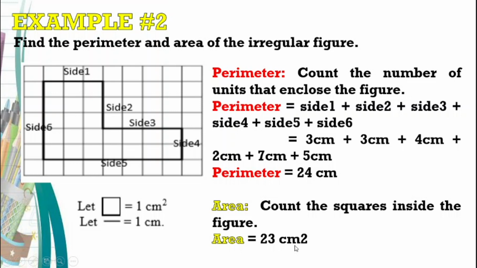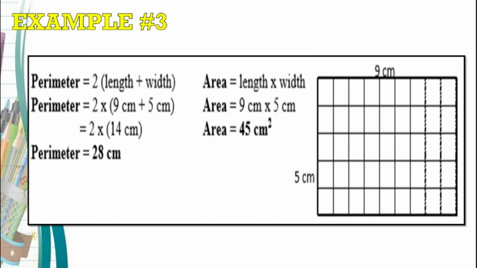centimeters squared. Okay, let's have example number 3. So this time, this would be the solution. This would be the figure. The dimension is 5 by 9. We have 5 as the width and 9 as the length. 1, 2, 3, 4, 5. 1, 2, 3, 4, 5, 6, 7, 8, 9.